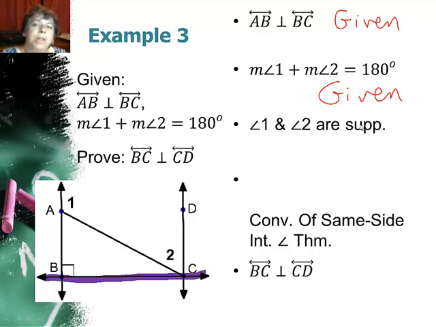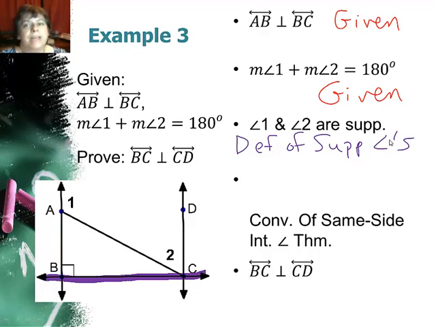Now we say angle 1 and angle 2 are supplementary. That is by the definition of supplementary angles. In other words, two angles that add to 180, that is supplementary. Now here I'm missing the statement side. Usually this first part is called the statement, and the second part is called the reason. Here I need to fill in the statement. You can see that the reason is a converse of same side interior angle theorem. So the only same side interior angles I have are angle 1 and angle 2.